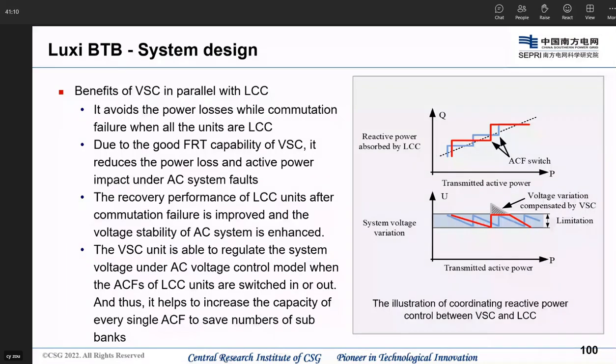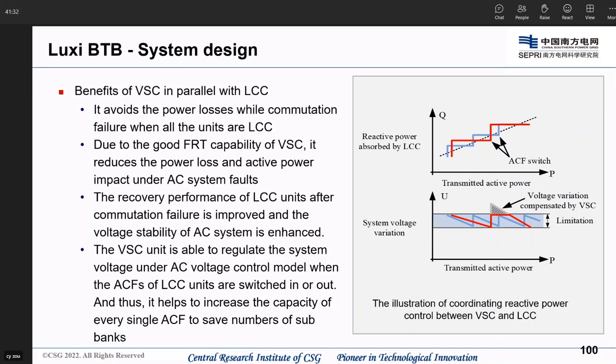And finally, the VSC unit is able to regulate the system voltage in the AC voltage control mode when the AC filters of LCC units are switched in or out, and helps to increase the capacity of every single AC filter to save the number of sub-banks.